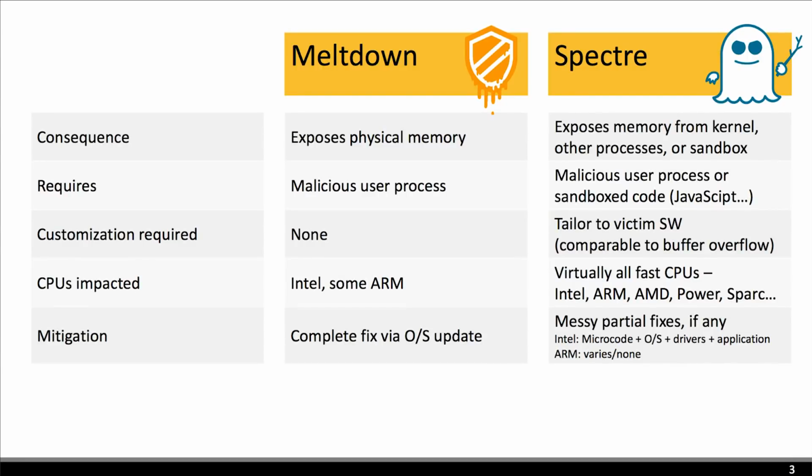So if you look at Meltdown, the main consequence is you're exposing the physical memory of the entire system. So if you're on a cloud machine, you can read all of the physical memory of all the other processes sitting on the machine, which is really a bad thing in practice because that violates the security separation between different processes. There's not really any customization required, so it doesn't matter what the operating system is doing or what the victim processes are or what they're doing. You're just basically dumping memory straight out.